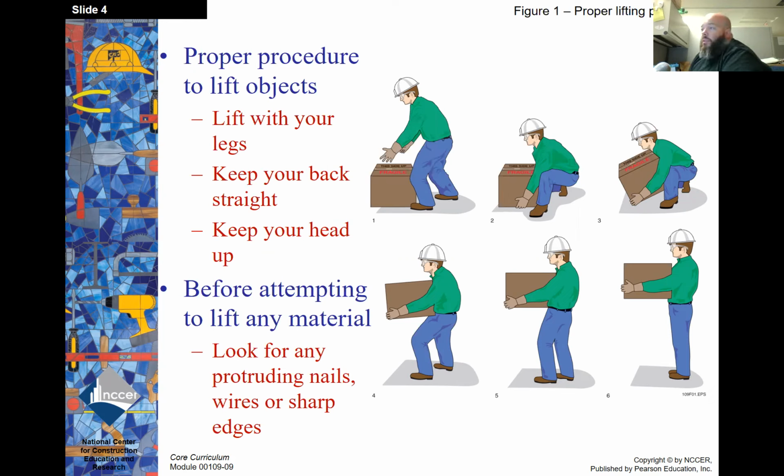Notice in the drawing how the individual in the image, as they bend down, is bending at the knees, keeping their back straight. Even though in number 3 it looks like he's leaned over a little further, he's bending at the waist. He's not arching his back at all.